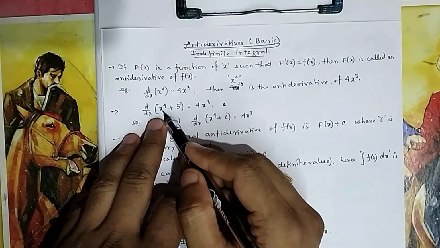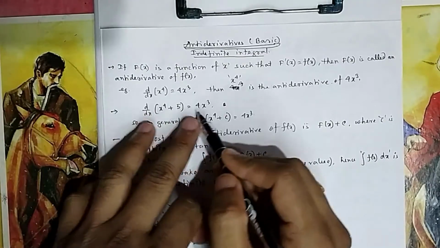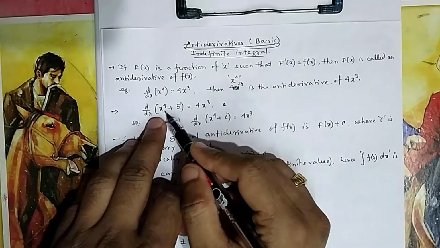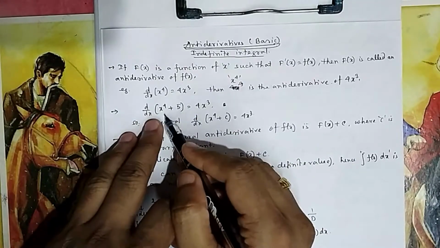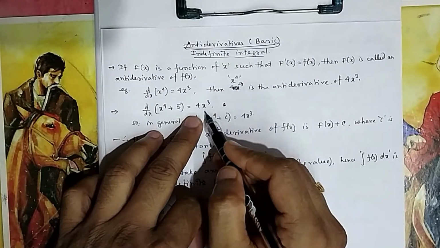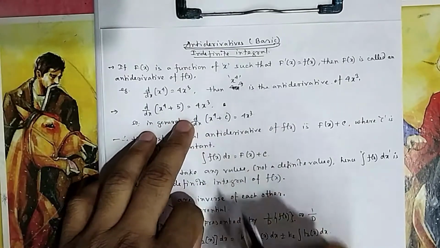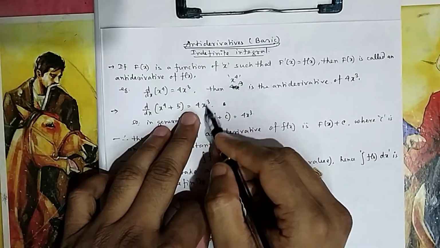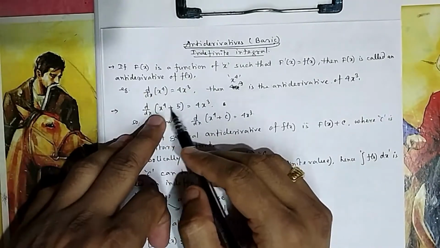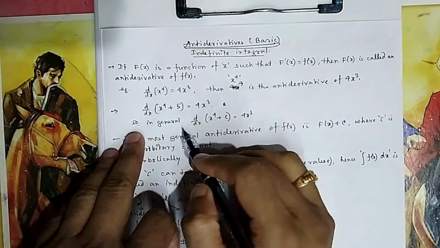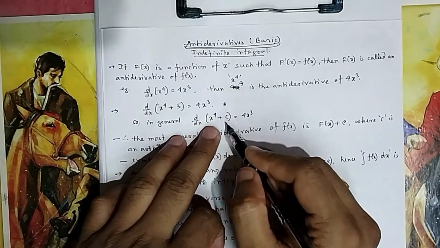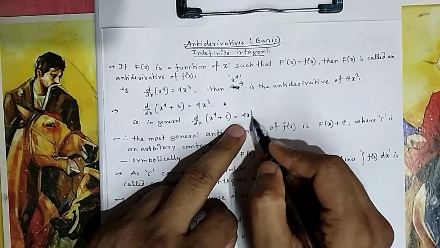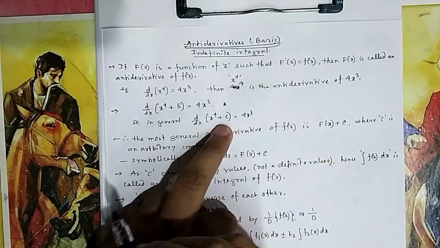Suppose I say x to the power 4 plus 5, its differentiation is also 4x cube. So the antiderivative of 4x cube is also x to the power 4 plus 5. You can try x to the power 4 plus 6 also, that will also give 4x cube because the differentiation of a constant is 0. So the antiderivative of 4x cube is x to the power 4, also x to the power 4 plus 5, anything. In general we can write x to the power 4 plus c, any constant, and its derivative is always 4x cube. So the antiderivative of 4x cube is x to the power 4 plus c.